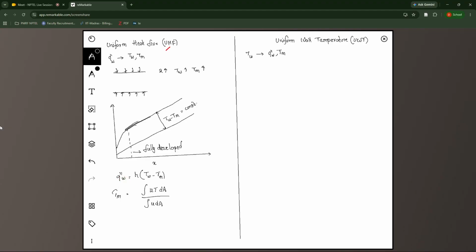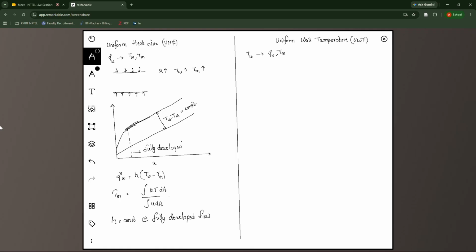Since for a uniform heat flux qw is constant, and as I said, once we reach the fully developed condition, Tw minus Tm also becomes constant, which means the heat transfer coefficient becomes constant. So that is the main thing. So h is constant under fully developed flow condition.